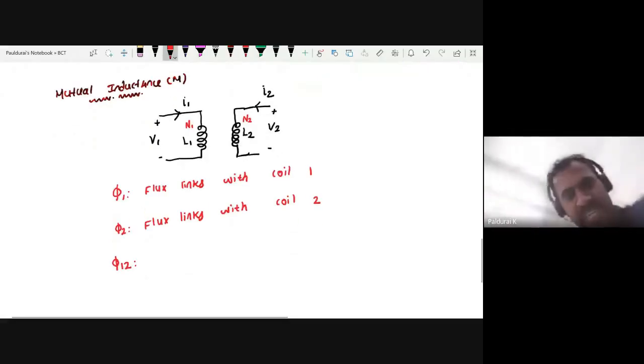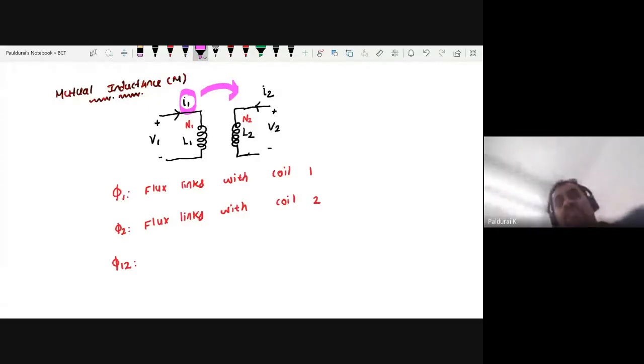Because of this current I1, it produces some flux in the nearby coil. How will you denote this link? Phi 12, what is phi 12? I will give the definition. Phi 12 is the flux that links with coil 2. The second number indicates the coil. Okay, coil 2.